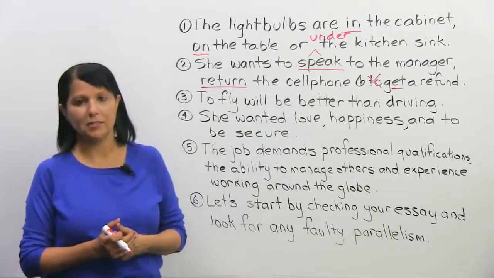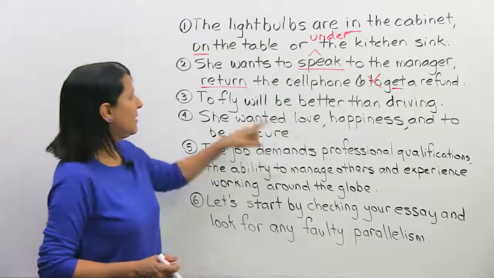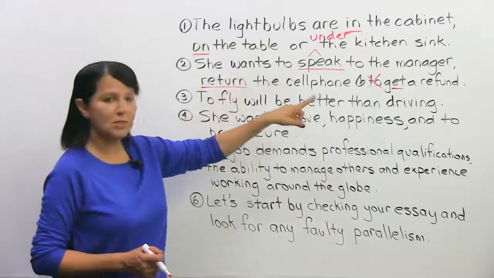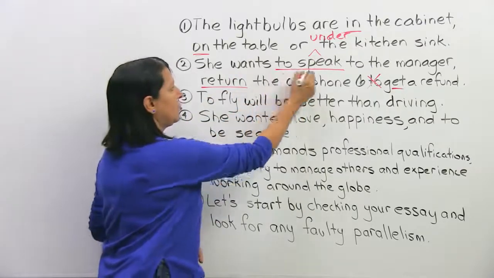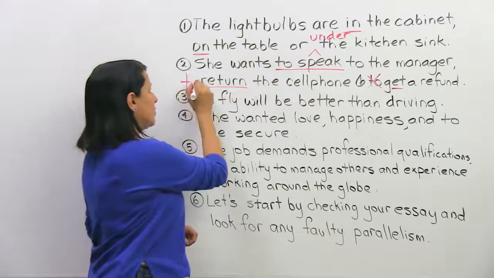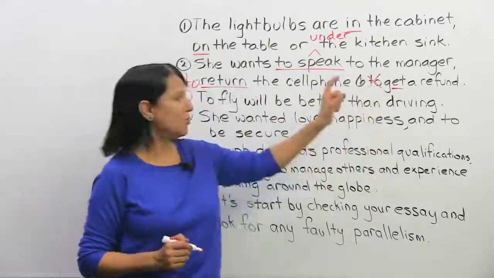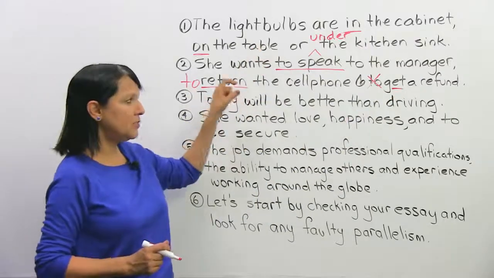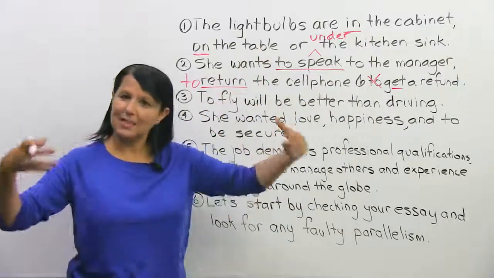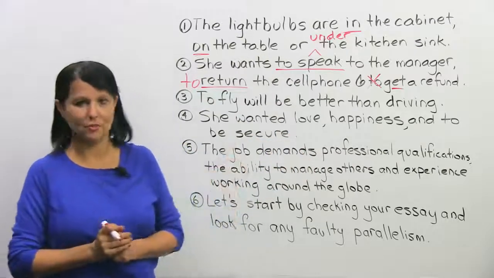The other way to correct the sentence, which is all right, but is not maybe as effective, is to say she wants to speak to the manager. Now we say to speak. She wants to speak to the manager, to return the cell phone, and to get a refund. So then we say to speak, to return, to get. All right? Do you see how it's more balanced that way? All right? 2 ways in which you could correct it.